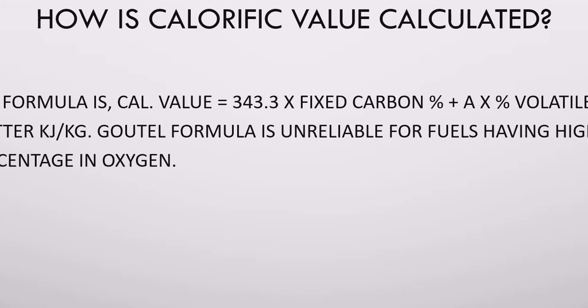My portion for this presentation starts from how we can calculate the calorific value. The formula for the calculation of calorific value is 343.3 multiplied by the percentage of fixed carbon plus A multiplied by the percentage of volatile matter. The Gaussian formula is unreliable for fuels having a high percentage of oxygen. Moving on to the next slide.